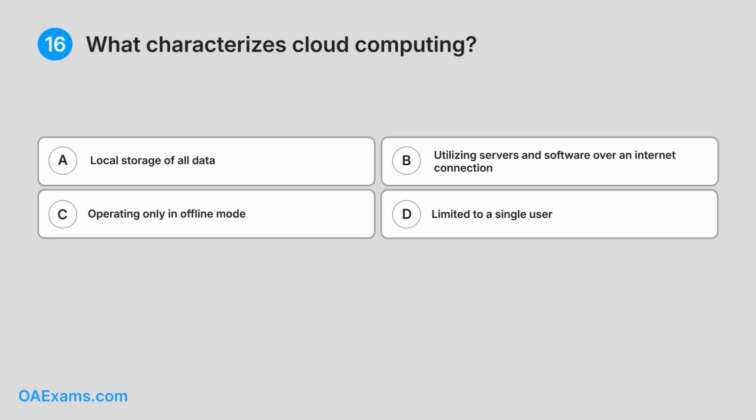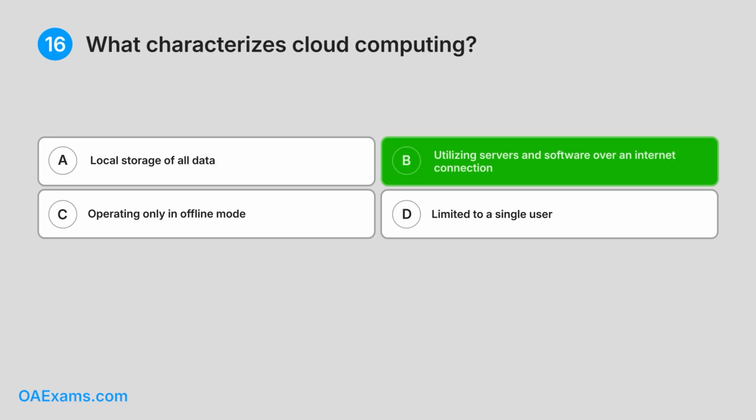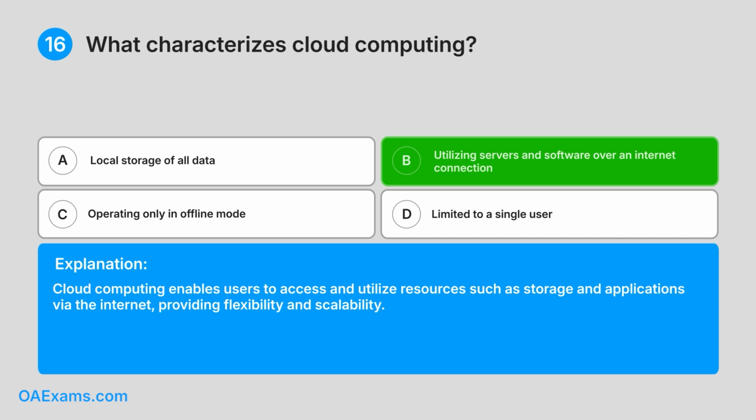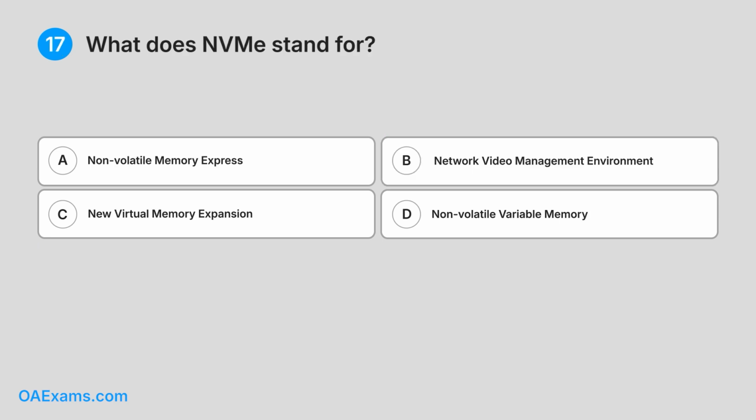Correct answer: B. Utilizing servers and software over an internet connection. Explanation: cloud computing enables users to access and utilize resources such as storage and applications via the internet, providing flexibility and scalability.